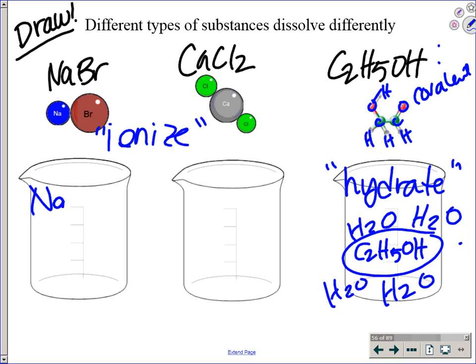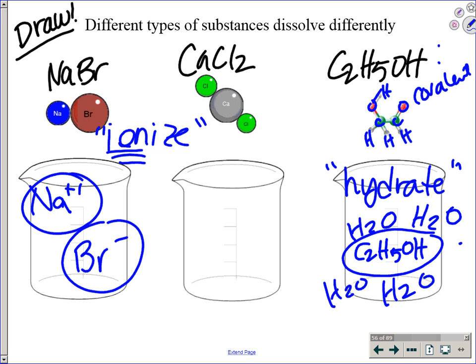Na what? Na what? It's an ion. Come on, guys. Na plus, right? It's the cation, sodium, and who's the other? Br minus. It's just the ion or the anion bromide. So they're broken apart. I know I have them touching here, but they're definitely broken apart.